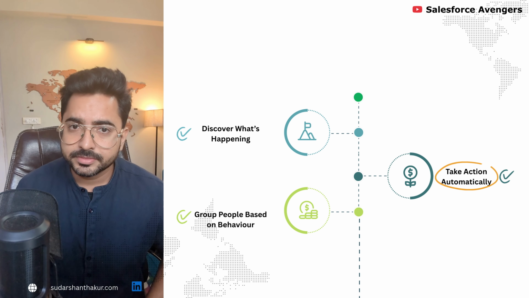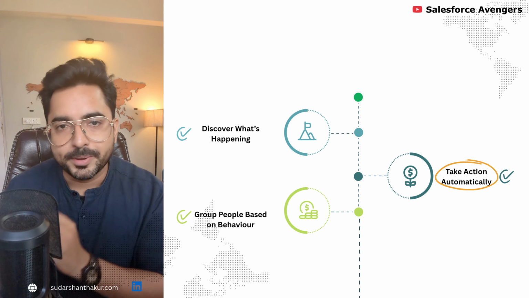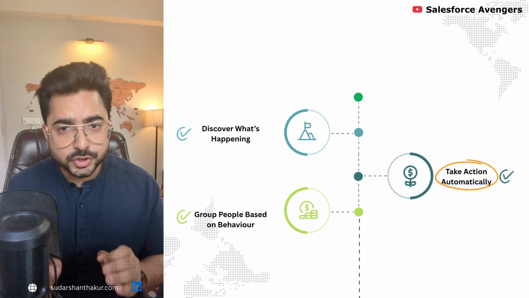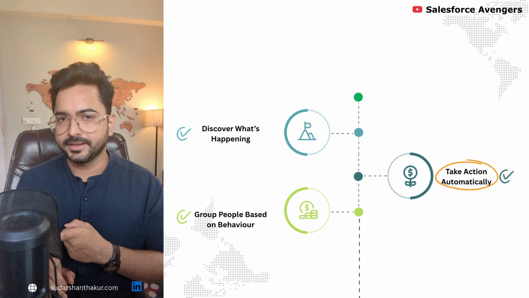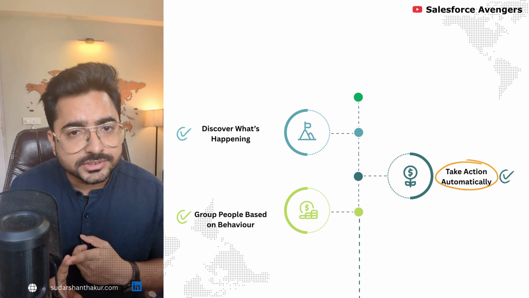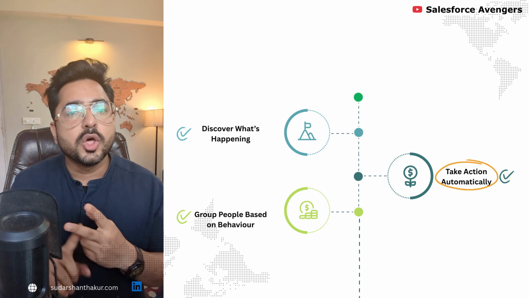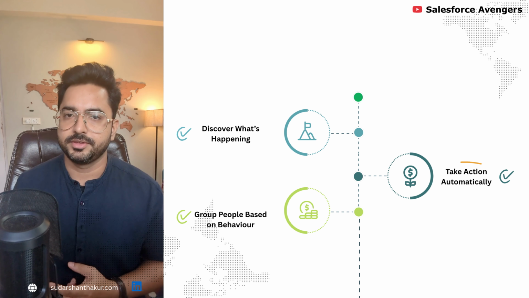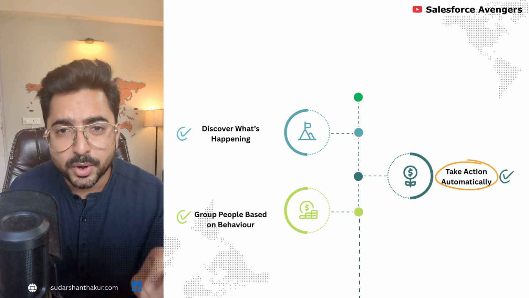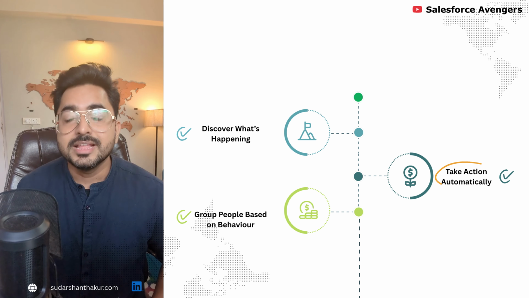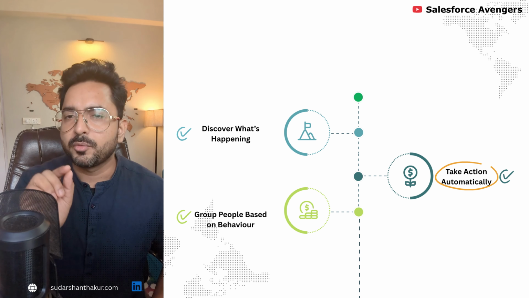Step 7. Take actions automatically. Based on those groups and insights, you can now send personalized emails, trigger offers or notifications, and launch campaigns based on their behavior. Think of how Amazon reminds you about a product left in your cart. That's smart action powered by good data.